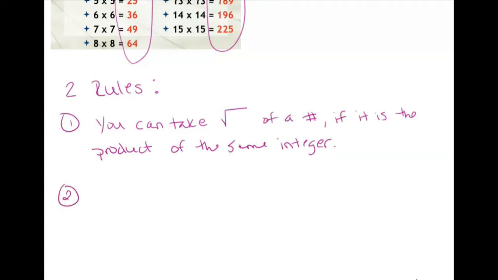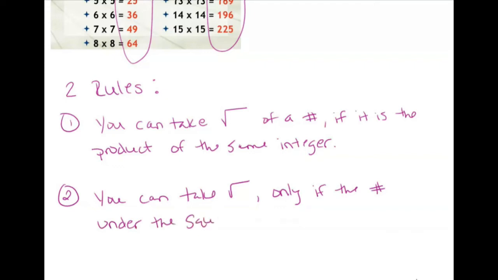The second rule is that you can take the square root only if the number under the square root is positive.